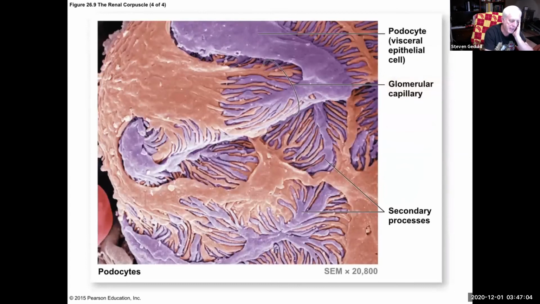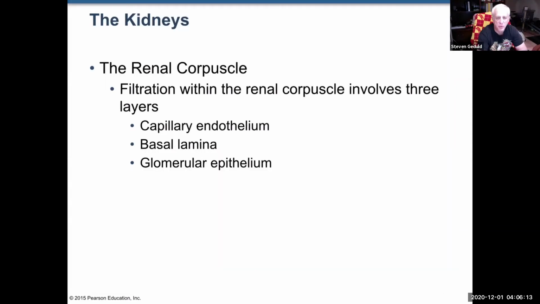Okay, you can see the glomerular capillaries, very thin capillaries, as they expand around the podocytes, which are your renal cells. Okay, so your renal corpuscles, your glomerular corpuscles here. Their filtration within the renal corpuscles, they have three different layers. We have the capillary endothelium, we have the basal lamina that supports it, then you have the glomerular epithelium that actually forms the filtration where the urine goes across and we filter out the different substances from it.